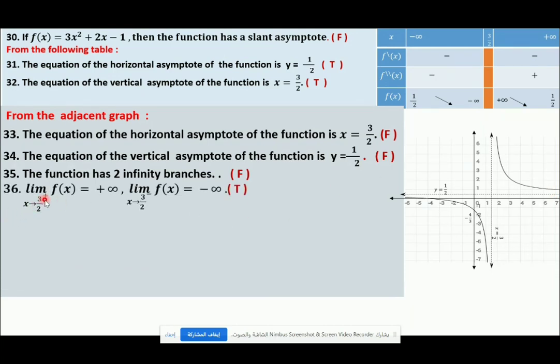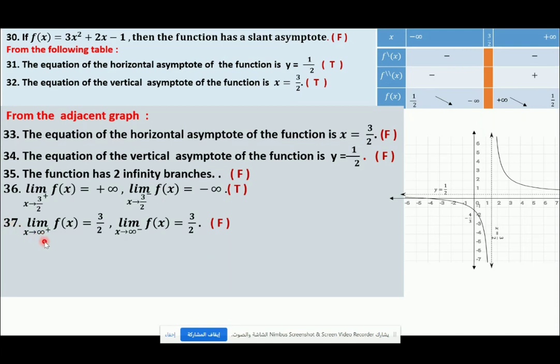36. The limit when x approaches 3 over 2 from the right side of the function f of x goes to plus infinity, and the limit when x approaches 3 over 2 from the left side of f of x goes to negative infinity. Let us see here: our function, getting closer to 3 over 2 from the right side, is going to plus infinity, it's true. And from the left side, it is going to negative infinity, and this is true.